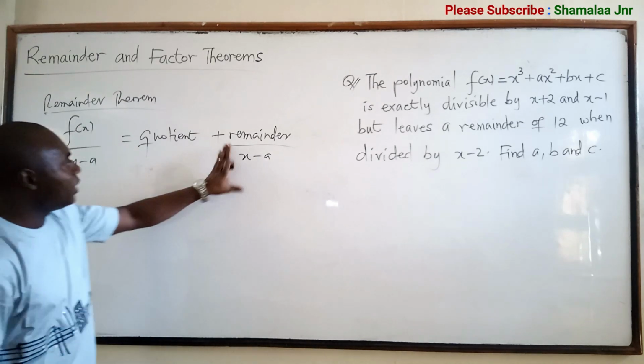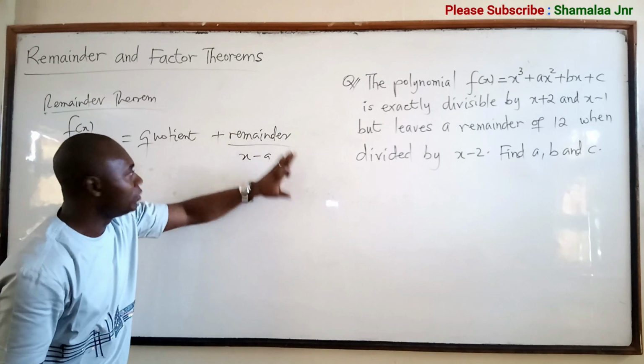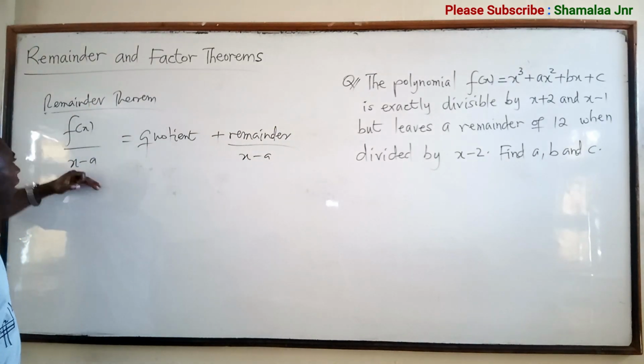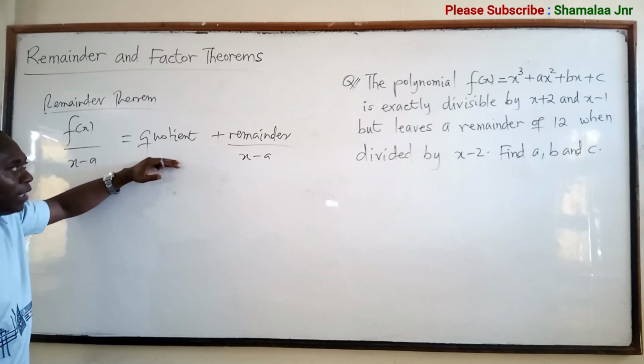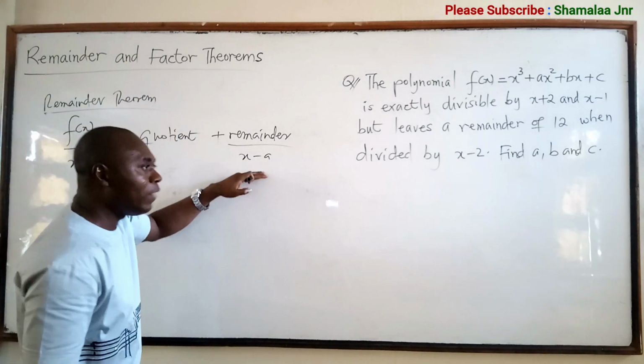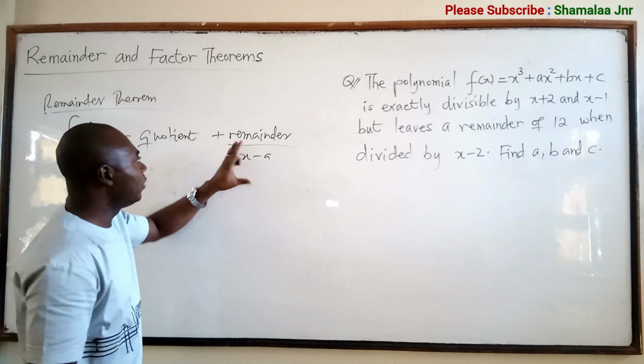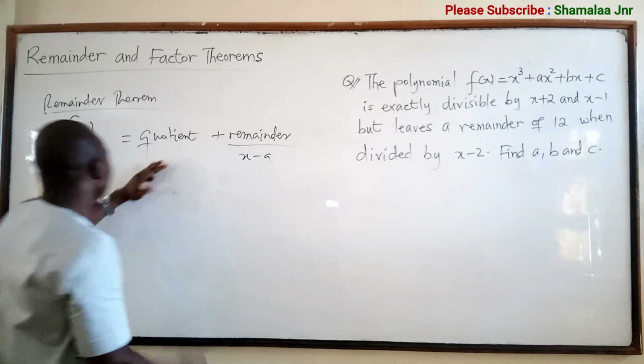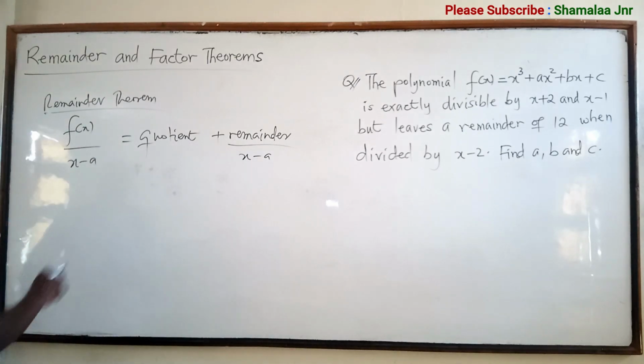So if the remainder is 0, then everything here will go to 0 and you are going to have the quotient. So the dividend divided by the divisor is equal to the quotient plus remainder over the divisor. When the remainder is 0, this will go to 0, and you have just the quotient. Now, the remainder theorem, look on the board.